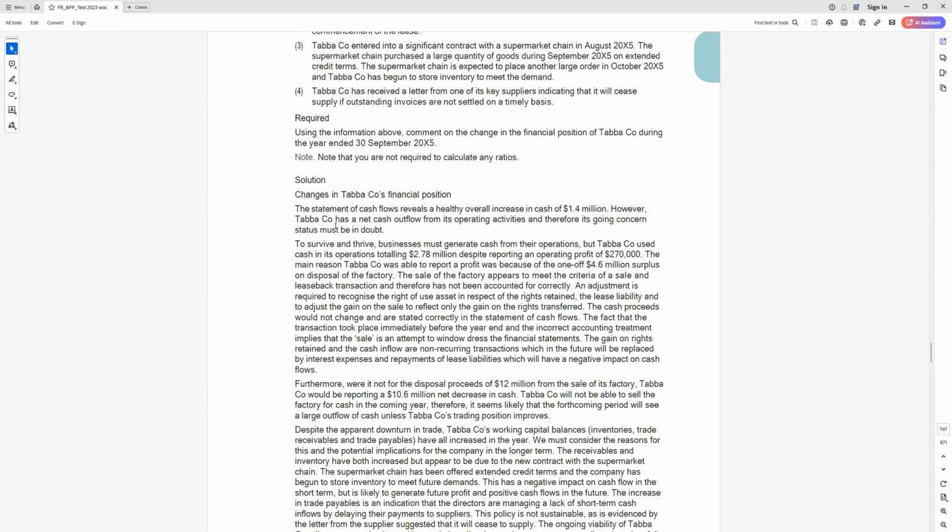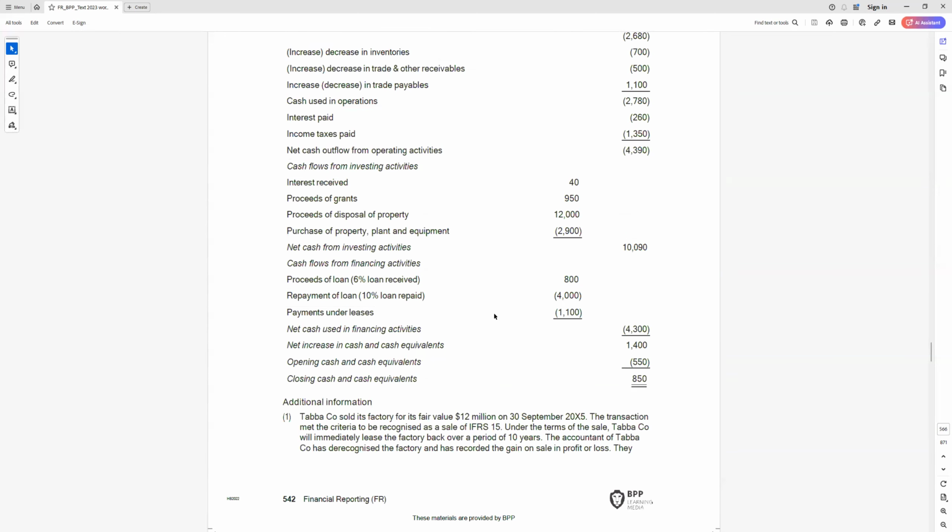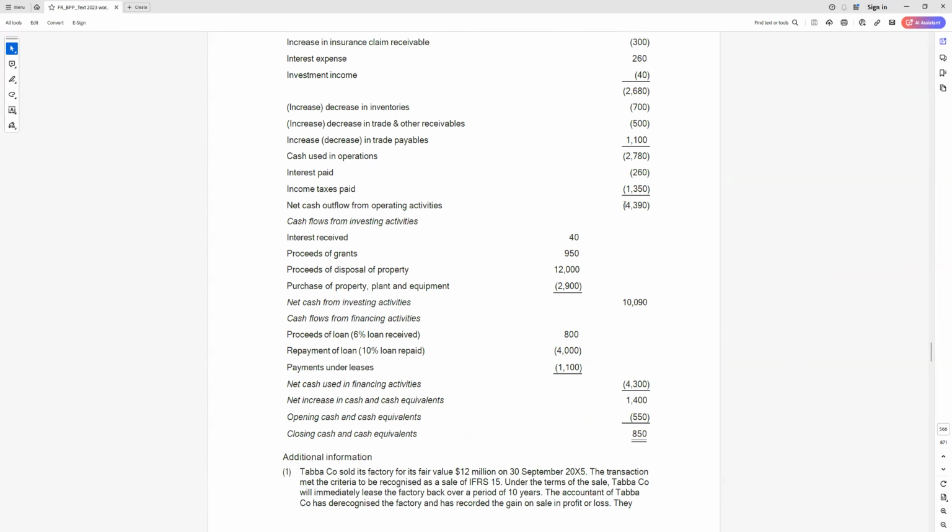Then, however, TICO has a net cash outflow from the operating activities, and therefore its going concern status must be in doubt, as we have discussed. They are saying this because the operating activities is negative. That's basically very risky for the company, because if the company is generating negative cash flow from operating activities, for the long run it will be in trouble, because the company doesn't have enough money to run on a daily basis. So it's very risky for the company.